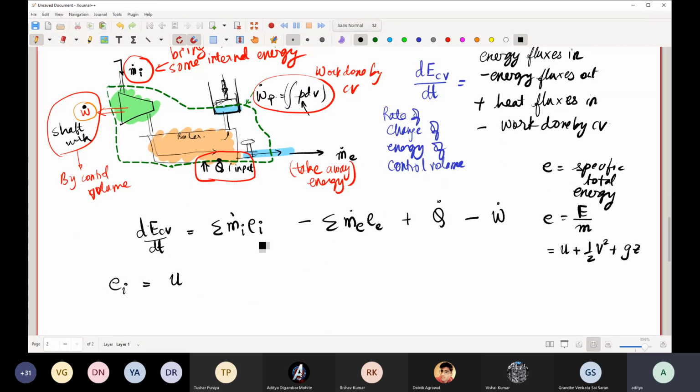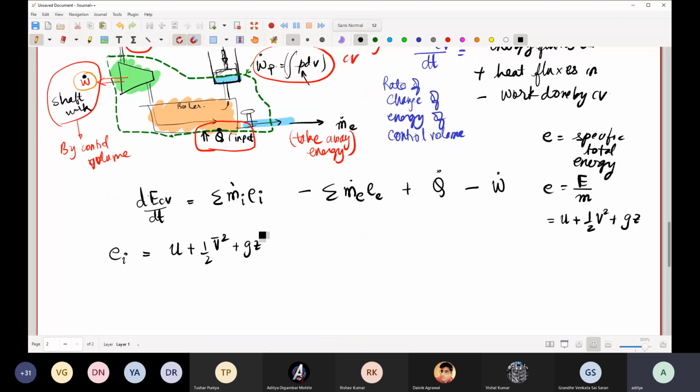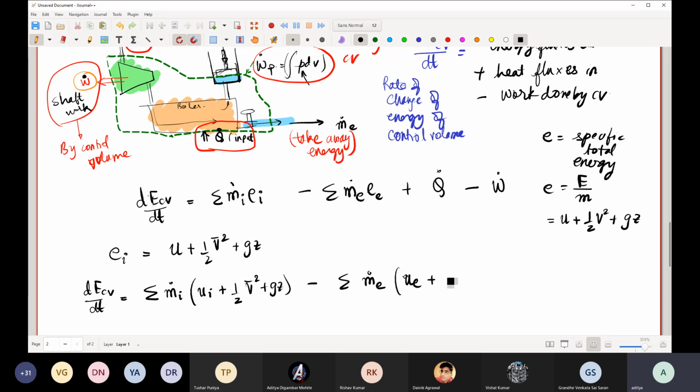So it will be u plus half V squared, where V is the velocity, plus g z. Anyway, so you have dE_CV/dt is equal to summation of all fluxes coming in, u_i plus half V squared plus g z, minus summation of all the exit energies, u_e plus half V squared plus g z, plus all the heat transfers minus all the works done.